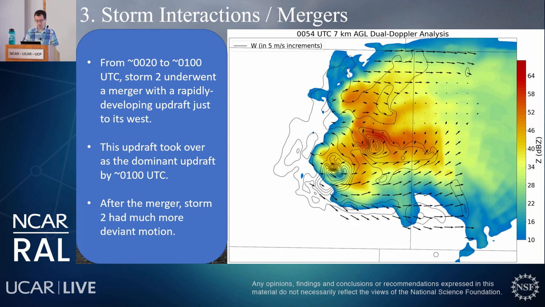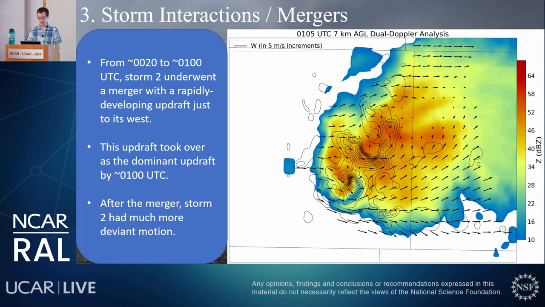So by 0:54, you've got a really nice BWER in here, and vertical velocity is between 40 and 50 meters per second, so pretty strong on that new updraft. And by 1:05 UTC, that new updraft is the dominant updraft of the supercell. You've got a really well-defined BWER. It's almost like the storm is smiling at us here. And we've got a 55 to 60 meter per second maximum updraft in the storm.